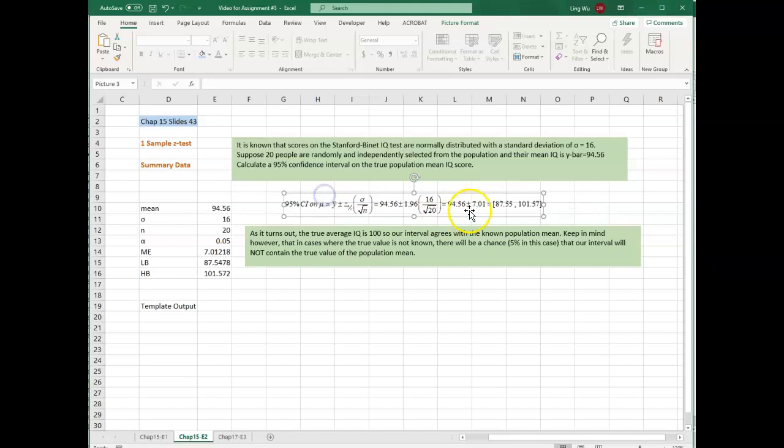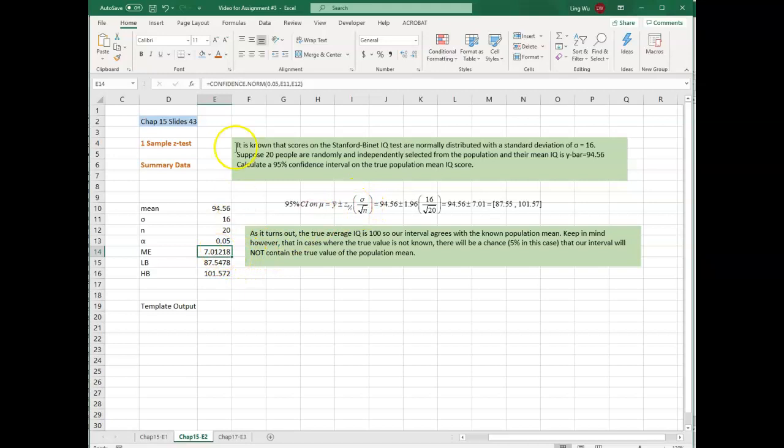Let's use the hand calculation. We have 87.55 and 101.57. Same thing as before, because this one has the mean value and standard deviation, we can calculate the margin of error. That's basically z alpha over 2 times sigma over square root of n. So this portion is our margin of error.